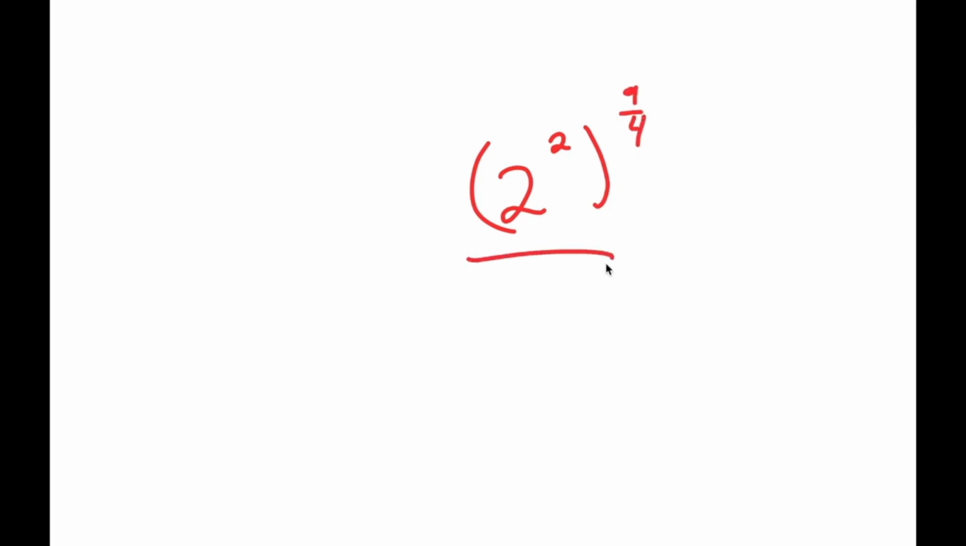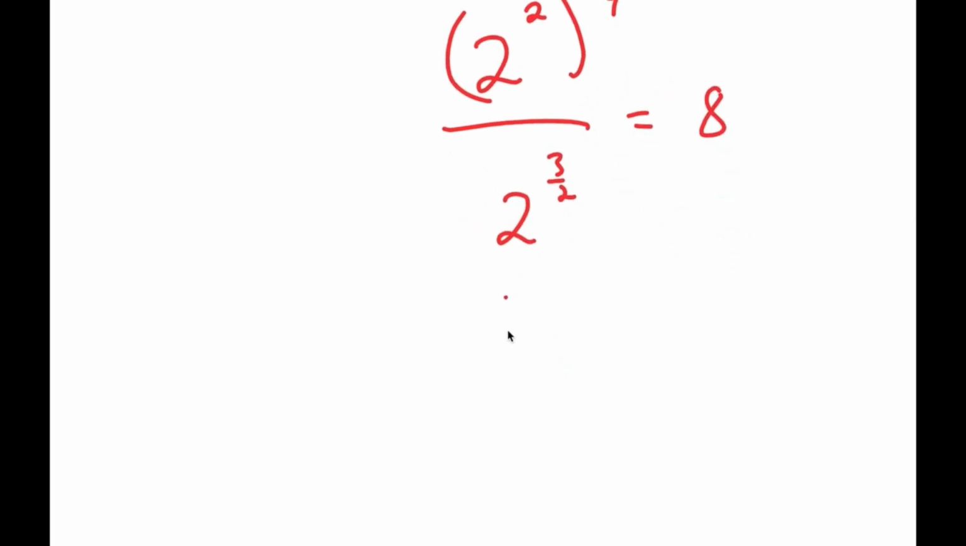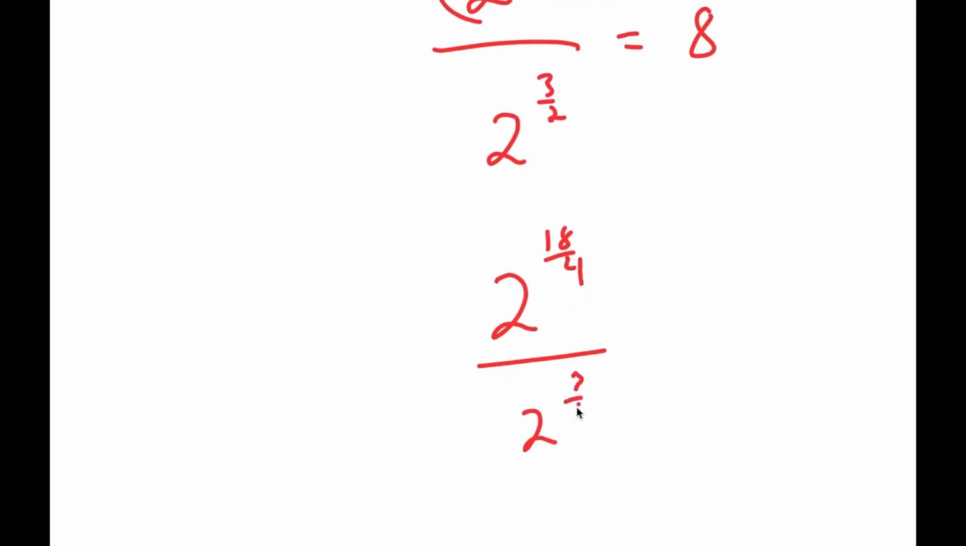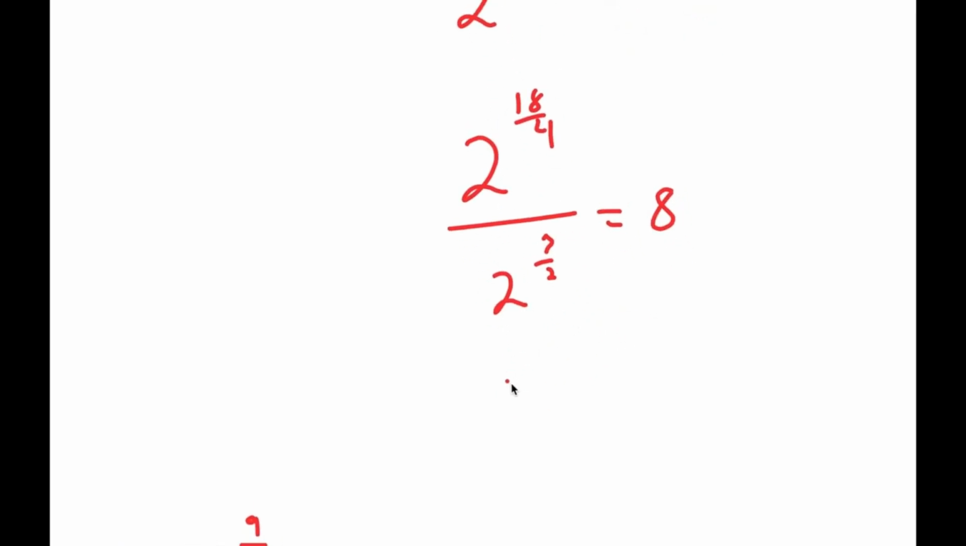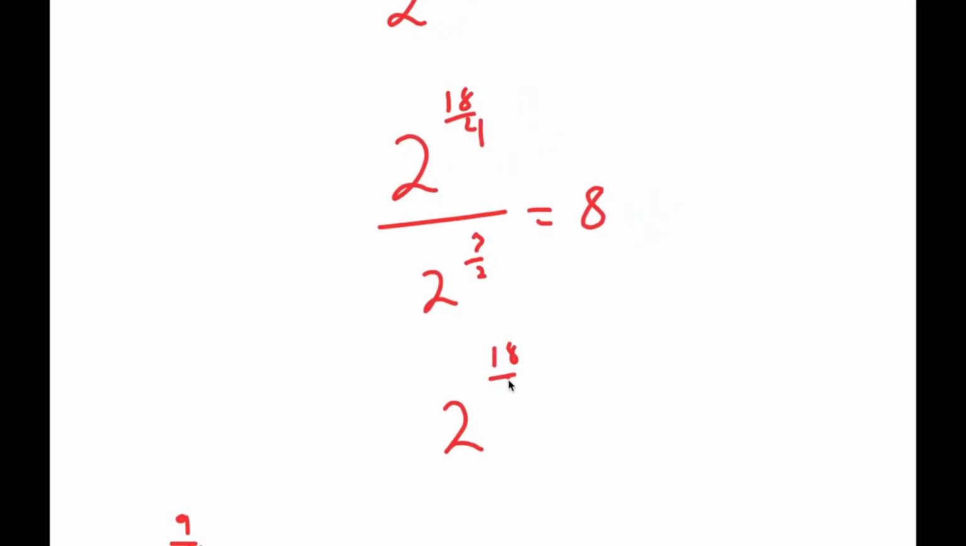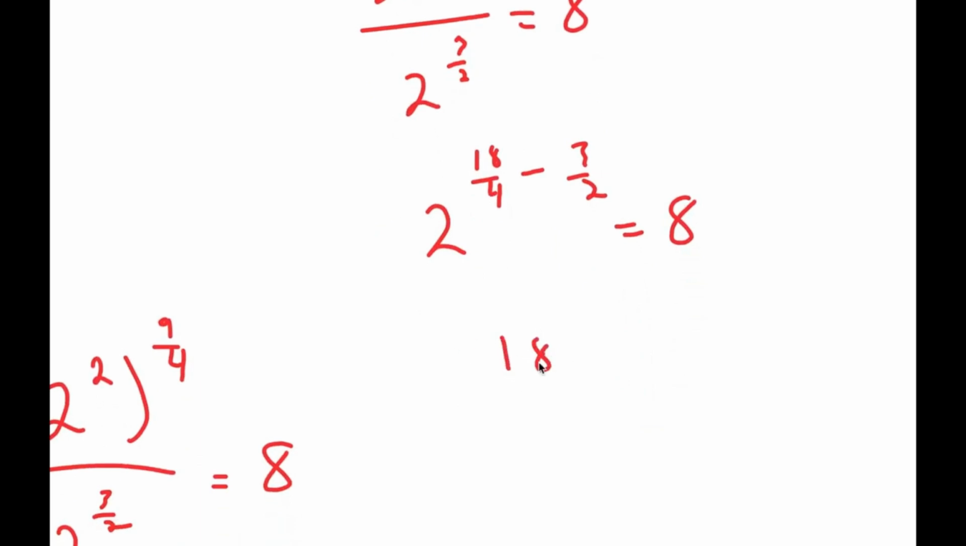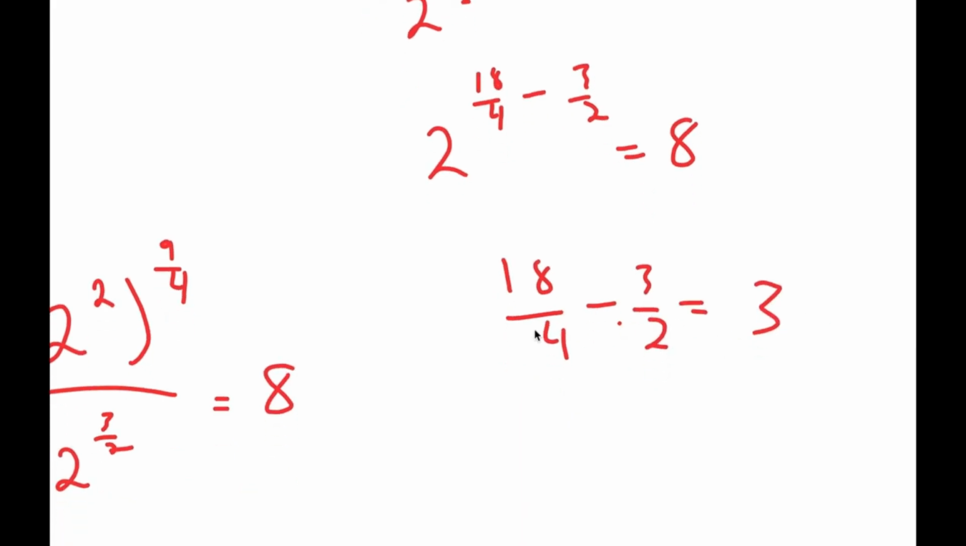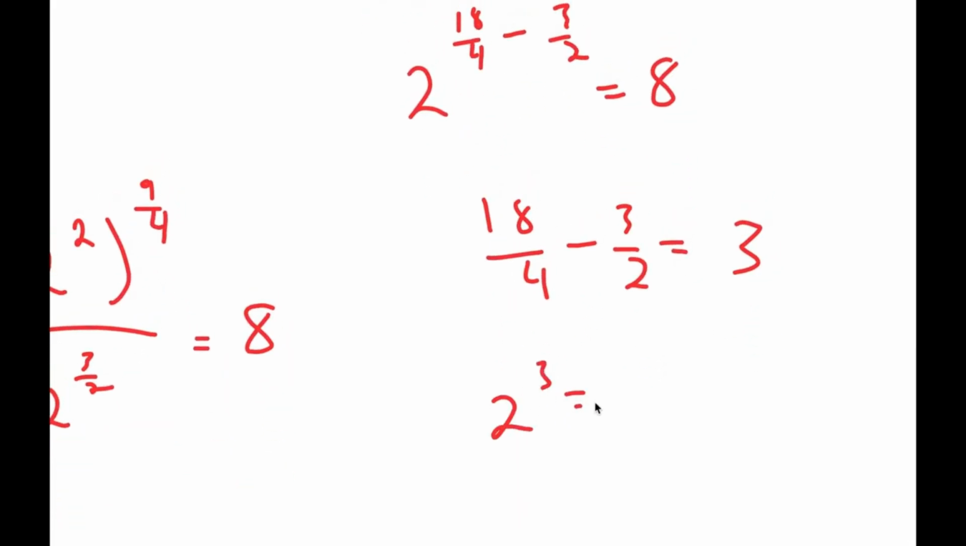So now, let me rewrite this over here. Two times 9 over 4 is 18 over 4, so I get 2 to the power of 18 over 4 over 2 to the power of 3 over 2 is equal to 8. So now I get 2 to the power of 18 over 4 minus 3 over 2 is equal to 8. 18 over 4 minus 3 over 2 is equal to 3. So I get 2 to the power of 3 is equal to 8, and 8 is equal to 8. So this is right.